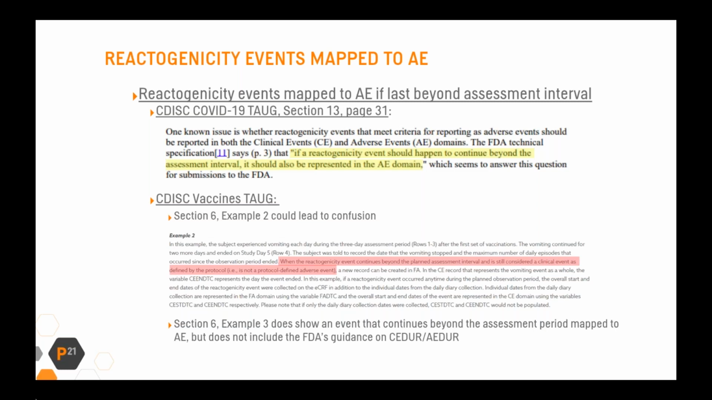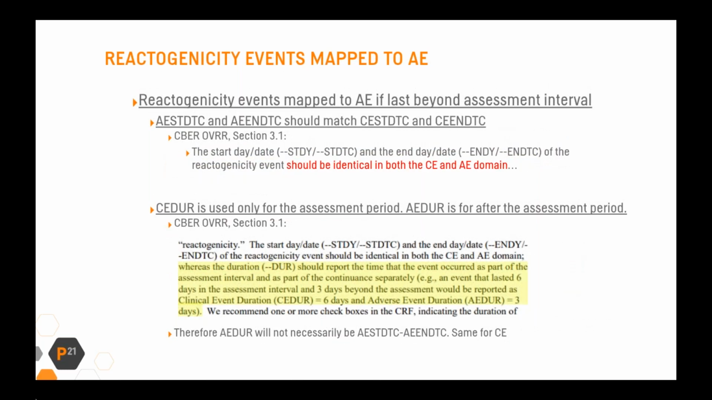There is another example, example 3, in that CDISC vaccines TAUG that does show a reaction continuing beyond the assessment period mapped to the AE domain. However, they don't show how to map the duration variable in each domain, which is another complication that I'll get to in just a moment. When you map a solicited reaction that lasts beyond the assessment period to the adverse events domain, you want to make sure that the adverse event start date and end date match exactly what the clinical event start date and end date are.